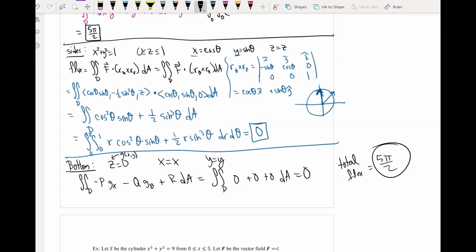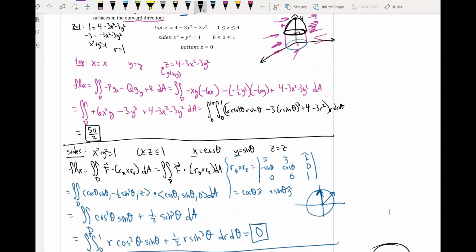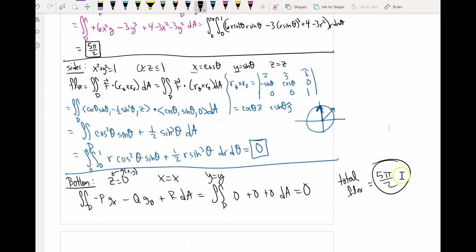Now we are going to do a shortcut version, because you can tell this one is a heck of a lot of work. When we learn the divergence theorem, we're going to redo this problem and you'll see how easy it is.